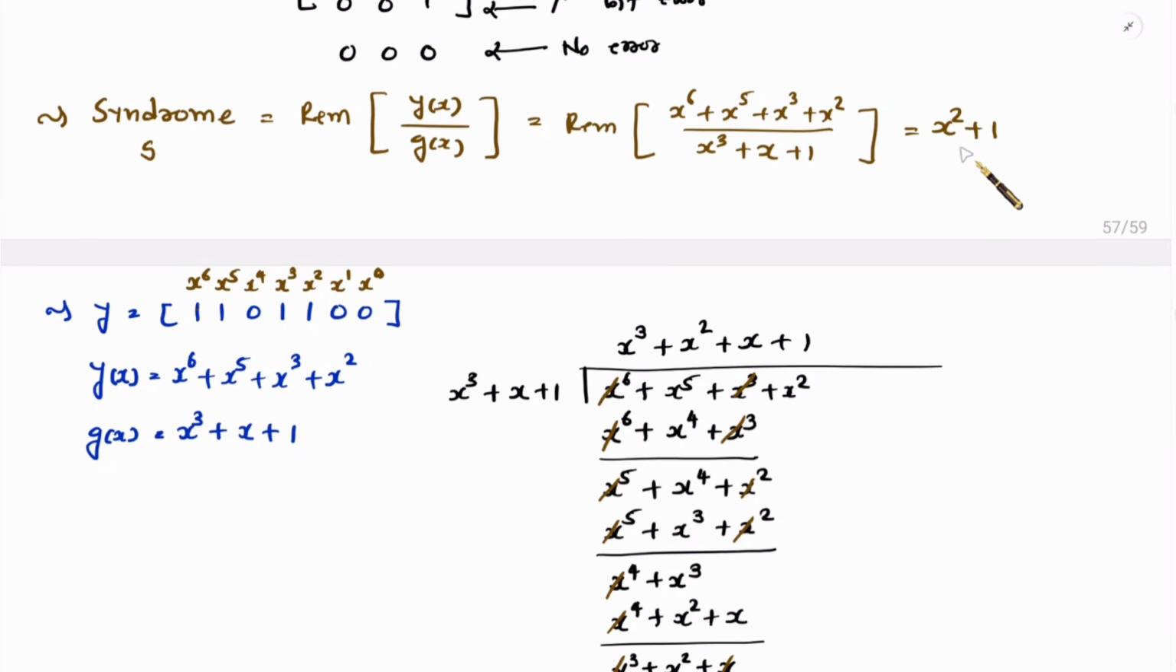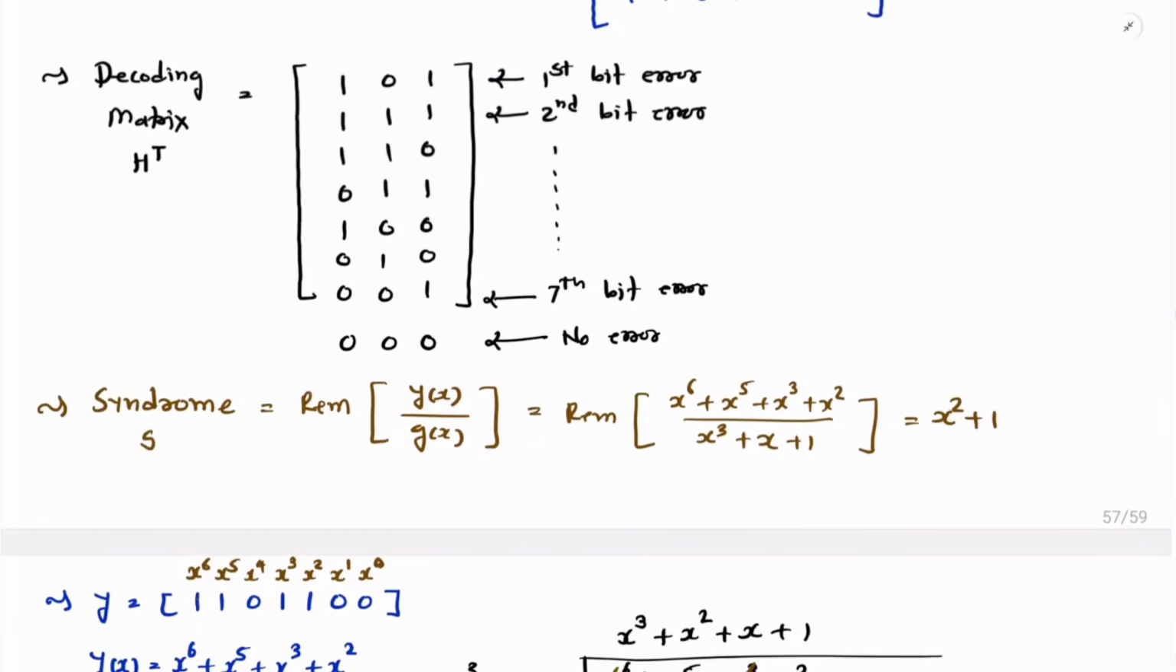So what is the meaning of x square plus 1? Digitally, if you talk about the syndrome, it has 3 bits. So x square plus 1 means 101. You can observe 101 in the first row. So one can say, as per the decoding matrix, the first bit error is there.